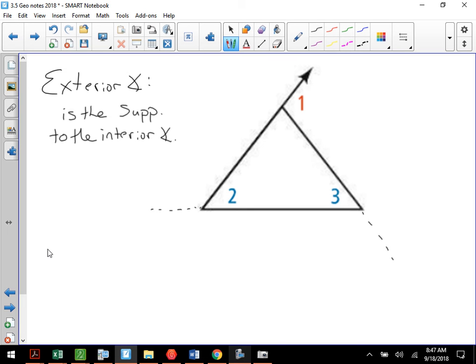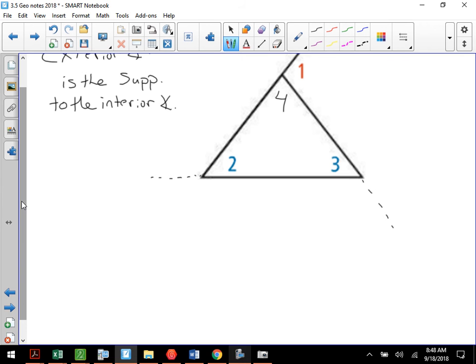Now, I think I might have shown you this before. Can I call this, just for argument's sake, angle 4? You okay with that? Okay. Now, don't put your pencils down, because I don't want you to write this down. But do you agree that if I say angle 1 plus angle 4 has to equal 180 degrees? You guys okay with that?